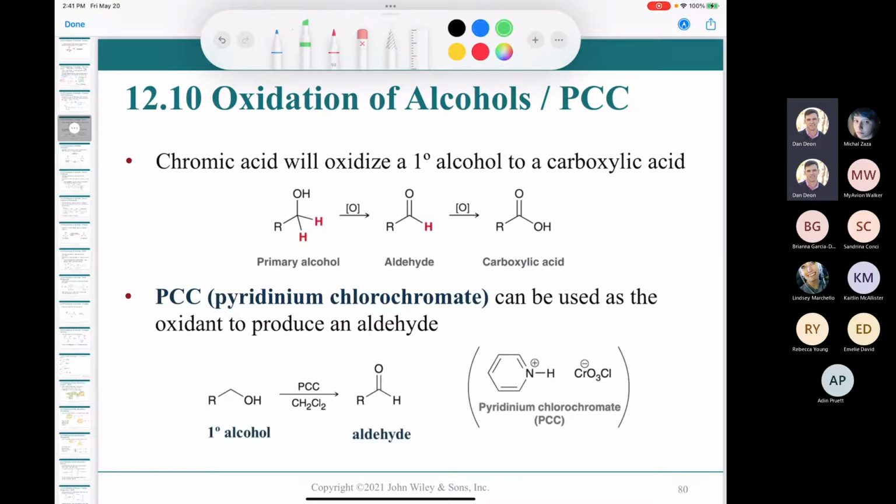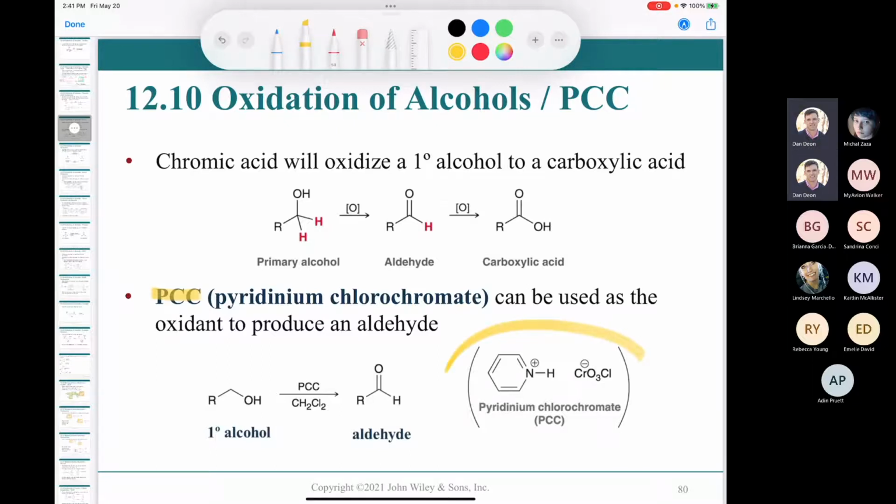However, it's kind of like a runaway train, and it just keeps going all the way to a carboxylic acid. And that begs the question: is there a way we can oxidize a primary alcohol and stop at the aldehyde? Can we just get it to stop here? And the answer is yes. We can do that using a reagent called pyridinium chlorochromate, or PCC for short.